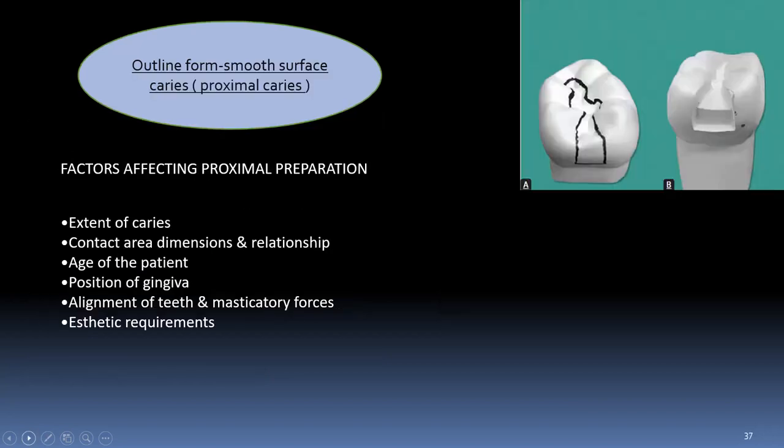Then the outline form of a smooth surface caries, that is a class 2 cavity, depends on the extent of the caries, the contact area and the relationship with the other tooth, then the age of the patient, then the position of the gingiva, whether it is supragingival or subgingival, then the alignment of the tooth and masticatory force, and the aesthetic requirements.